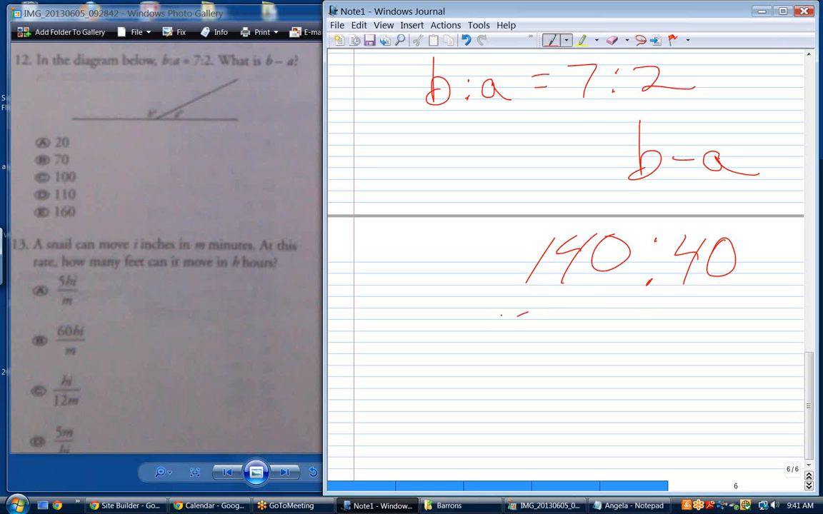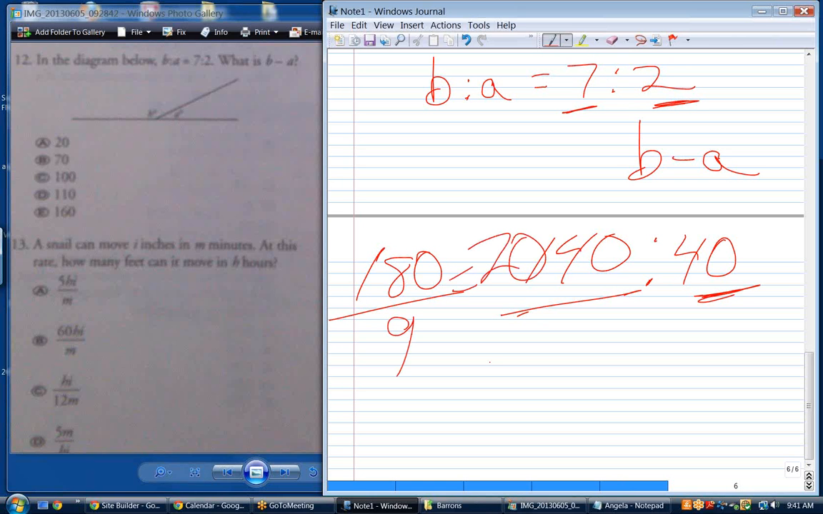Notice that this is 20 times bigger than this, and this is 20 times bigger than that. And I should have known that 20 because these total to 9. We know that the two angles total to 180. 180 divided by 9 is 20. So for every degree, I need 20 of these and 20 of those. So it comes to 140 to 40.